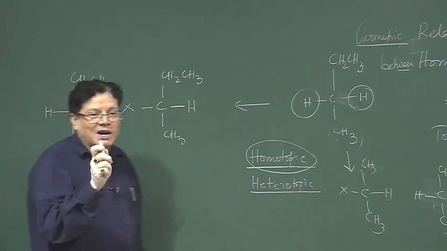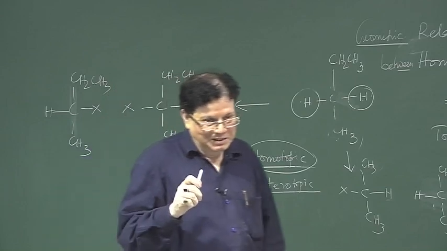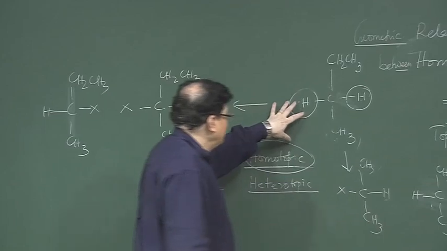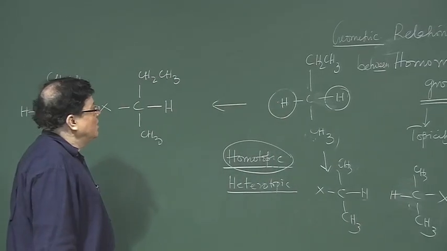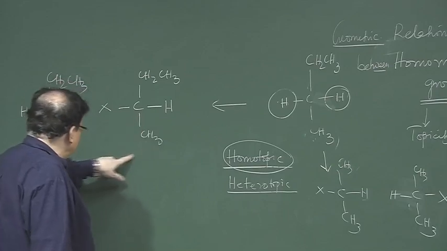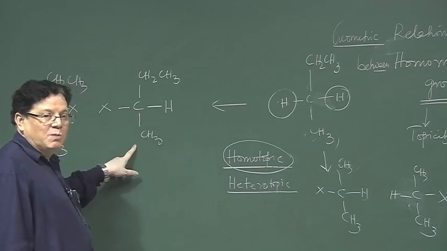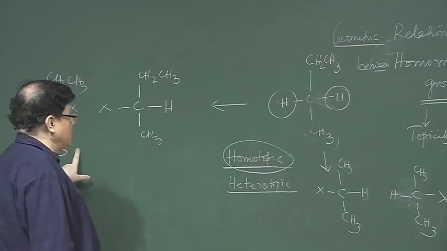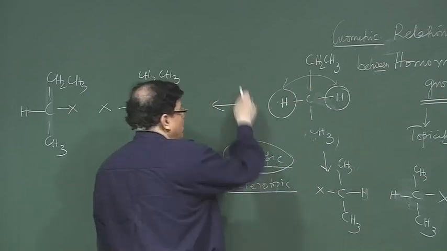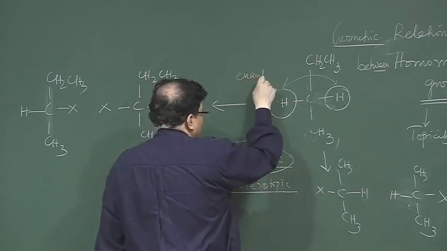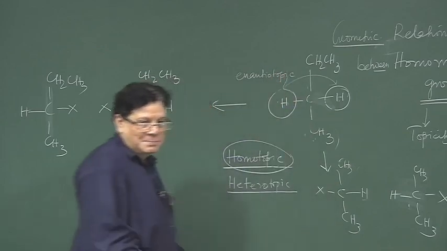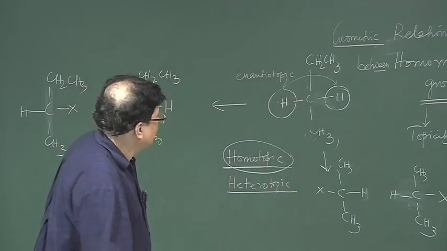So, these two hydrogens are not the same now. Earlier in the homotopic system, they were leading to the same compound. Here, there is a difference. This difference means they are now leading to enantiomers, not only stereoisomers, but enantiomers. So, these two hydrogens will be called not only heterotopic, but they will be called enantiotopic. Okay.